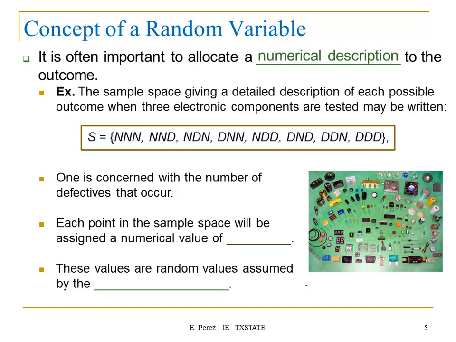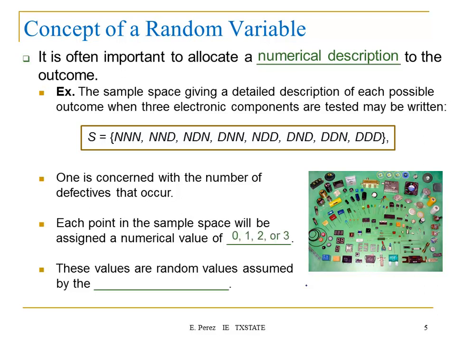Okay? So the sample space, giving a detailed description of each possible outcome when 3 electronic components are tested, can be written like this. And this is also an example that we saw. Basically what this says is, if you take 3 components, you can have 3 of them non-defective, or 2 of them non-defective and 1 defective, and so on. So when you perform this type of experiment, what you're trying to find out is how many defective components you would see in your experiment, right?